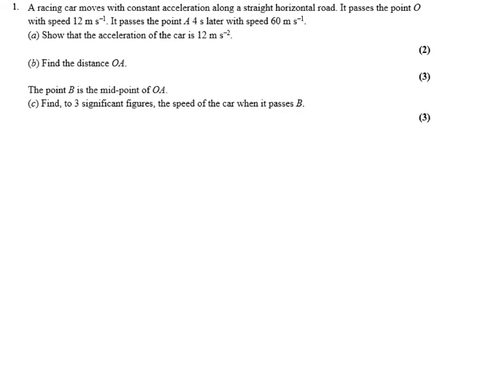In part B, we're going to be finding the distance between O and A. So again, we're going to do our SUVAT table. Distance is what we're trying to find. U is 12, V is 60, A, we're told in the previous part, is 12, and time we're not sure about. So we've got S, U, V and A.